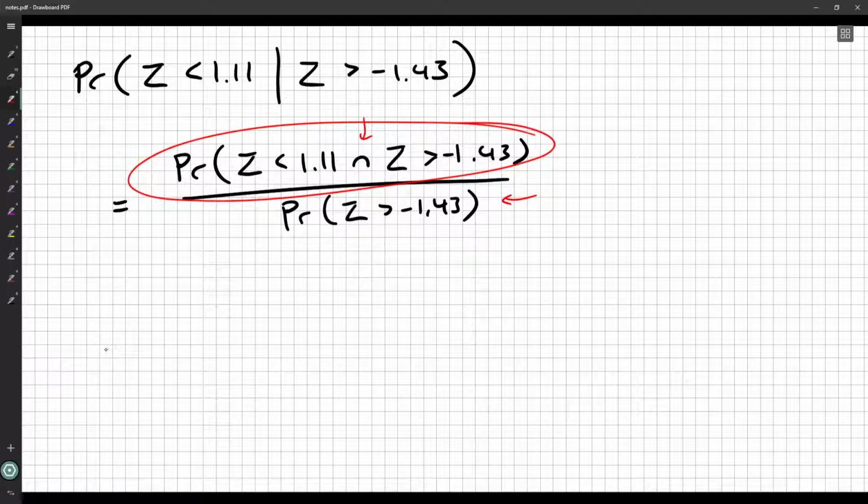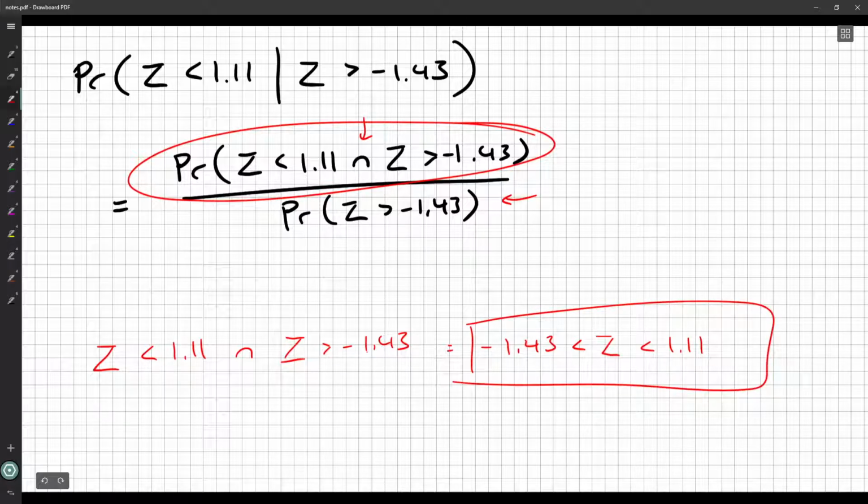We need to simplify and better understand this event here. Z less than 1.11, and, remember, intersection means and. So my Z values need to be less than 1.11 and greater than negative 1.43. If we wanted to, we could rewrite this slightly: Z greater than negative 1.43 and less than 1.11. So we write it a little simpler as this double inequality, or compound inequality.